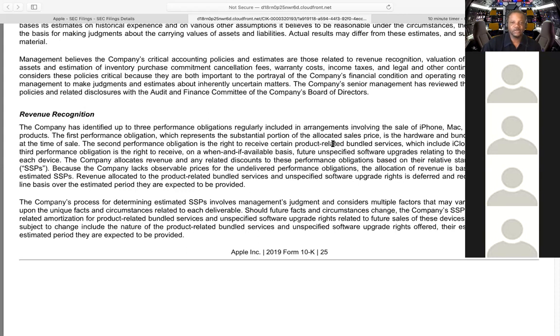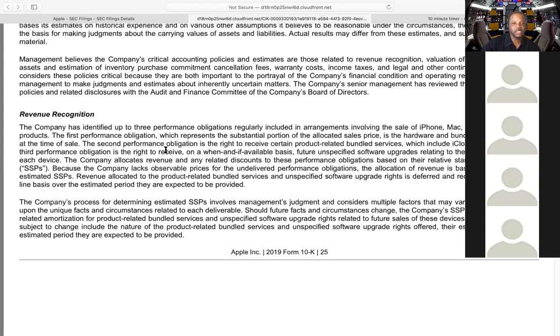The second performance obligation is the right to receive certain product-related bundle services, iCloud, Siri, Maps. Okay, so I didn't realize this, but I should probably use my Siri more often, but they're considering that as a product that they're providing to me, right, separately. So every month they get to recognize more revenue because apparently I bought Siri. Wish I could have taken that off the contract.